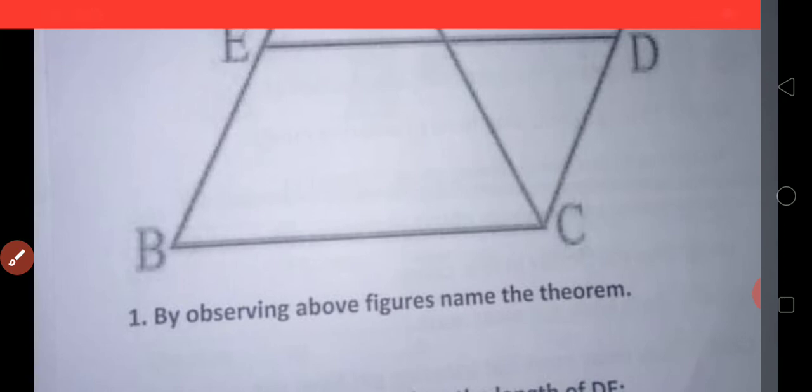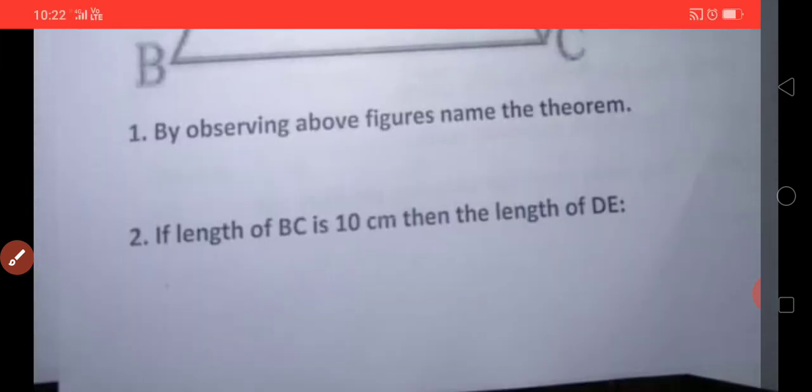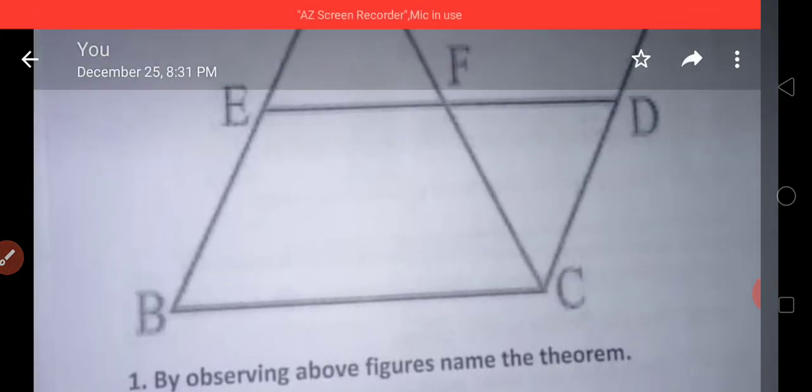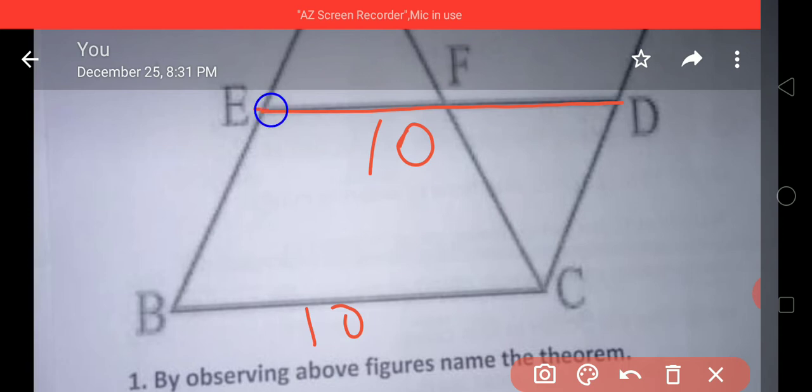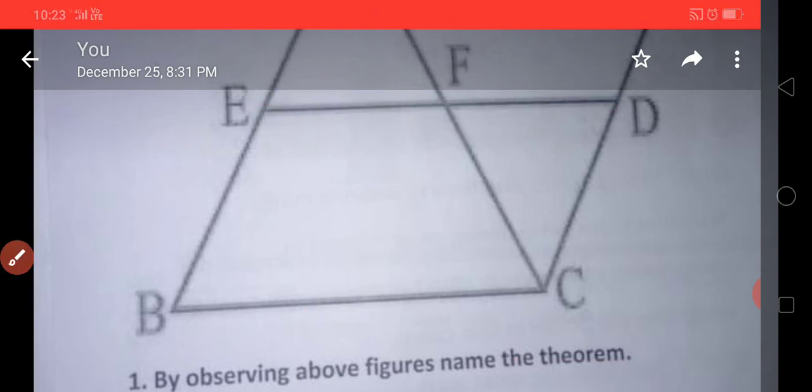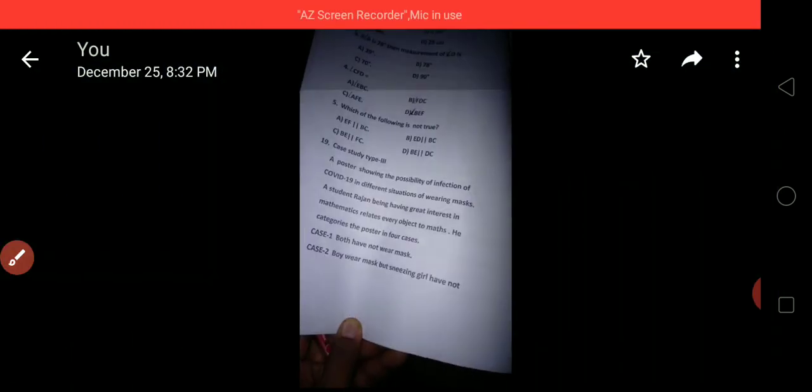So let us check the questions. Length of BC is 10. What is the length of DE? If this BC is 10, then this DE is also 10, right? But EF is 5. Okay, let us come to the next question.